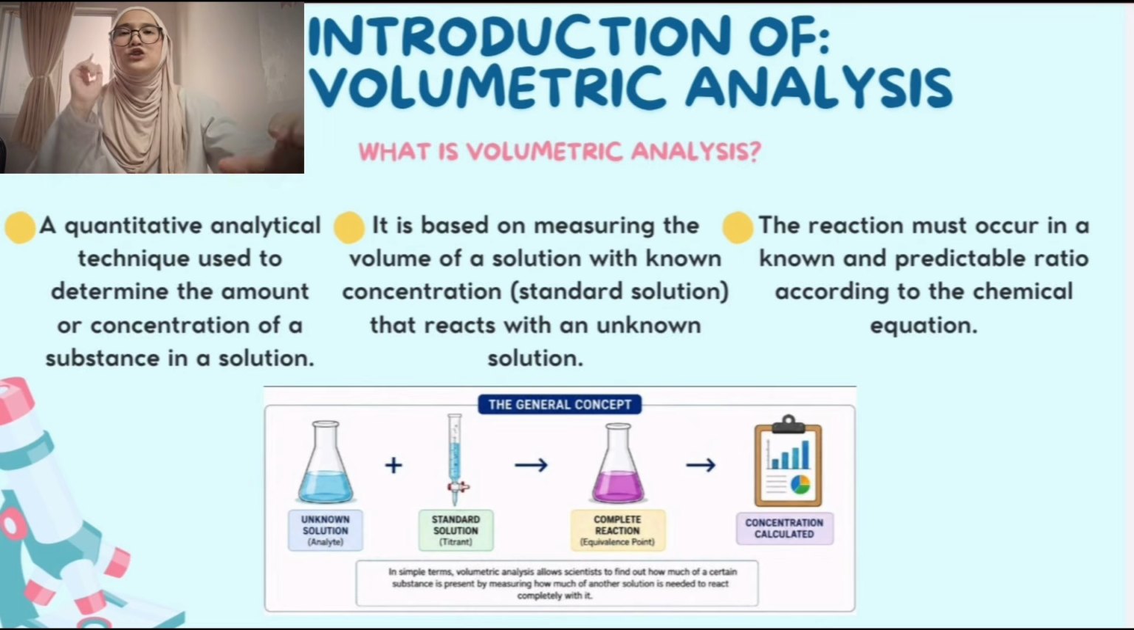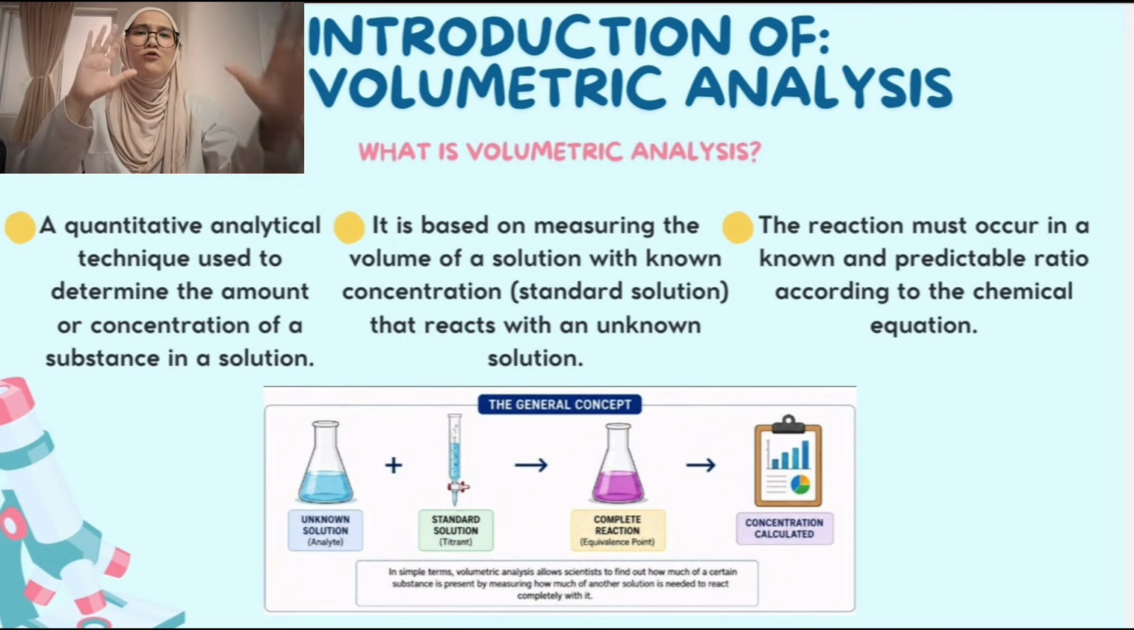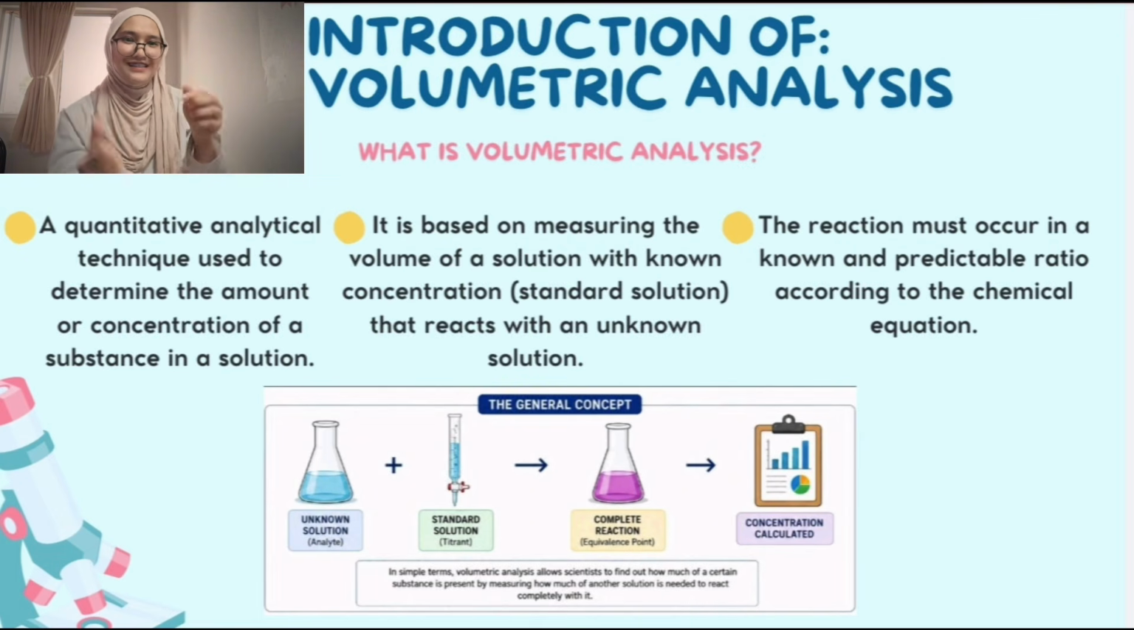As shown in this diagram, we start with an unknown solution, also known as the analyte. The solution contains the substance that we want to measure. Then a standard solution, also known as a titrant, is slowly added until a complete reaction occurs. At the end point, where the reaction is complete, we can use the volume of the titrant added to calculate the concentration of the unknown solution. For example, if we know the concentration and volume of the standard solution, we can determine the amount of substance in the unknown solution using calculations based on the chemical equations. Now let's move on to the next slide.